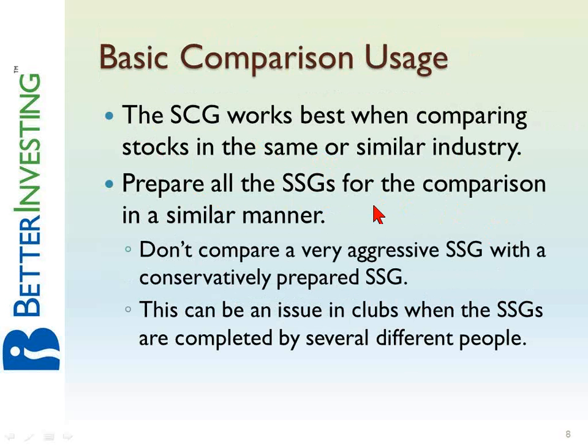Meaning, if I create a very aggressive SSG and I stack it up next to a company, let's say Ann and I are in the same club, and she does a very conservative SSG, then we're going to get results that are a little bit skewed. So if you have two or more people creating SSGs that are going to come together into a comparison guide, spend a little time and make sure they're prepared in a similar manner, that they're not wildly aggressive or extremely conservative. So this is the basic way we're going to use it.